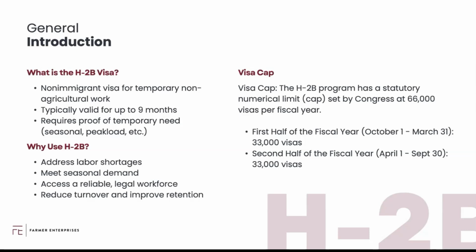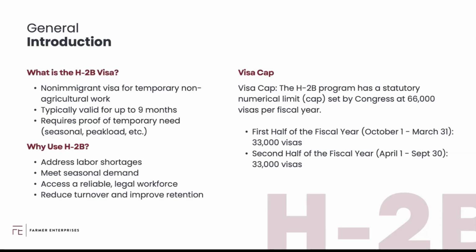So the H-2B program is capped annually at 66,000 visas per fiscal year. The government's fiscal year starts on October 1st and ends on September 30th, and they allocate those visas in two separate increments, 50% each. So on October 1st, the first half of the fiscal year, there are 33,000 visas available. In the second half, there's again 33,000 visas available.